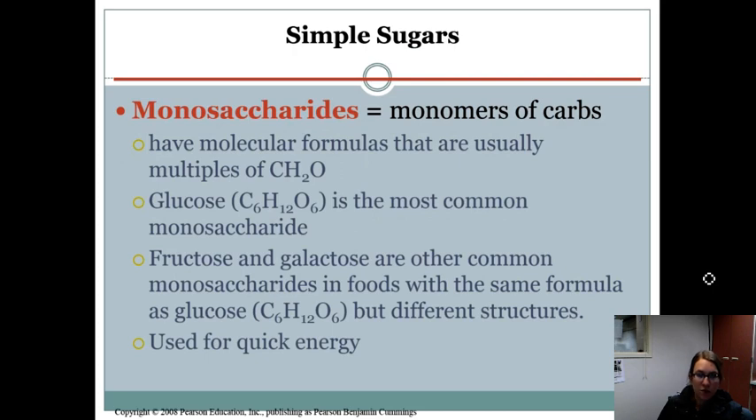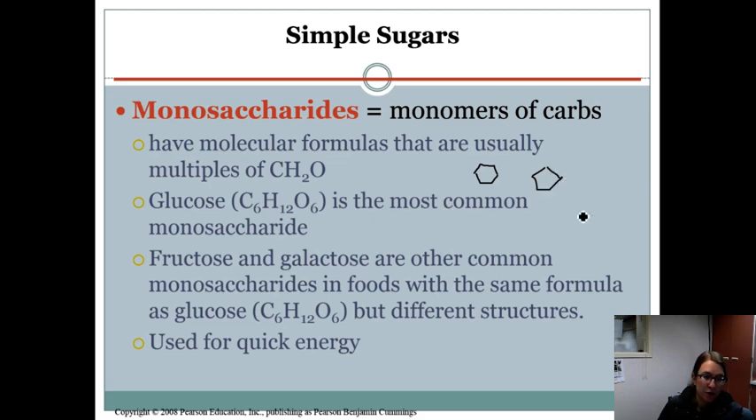So the way to recognize a monosaccharide, you're going to have to be able to recognize pictures of them on a test. You won't have to draw them, but you do need to recognize them. They will usually look like hexagons or pentagons. Hexagons have 6 sides, pentagons have 5 sides. So they're usually going to look like either a hexagon or a pentagon.